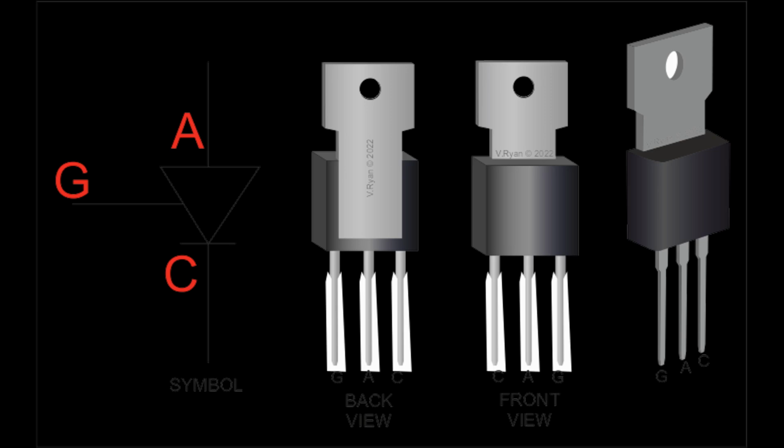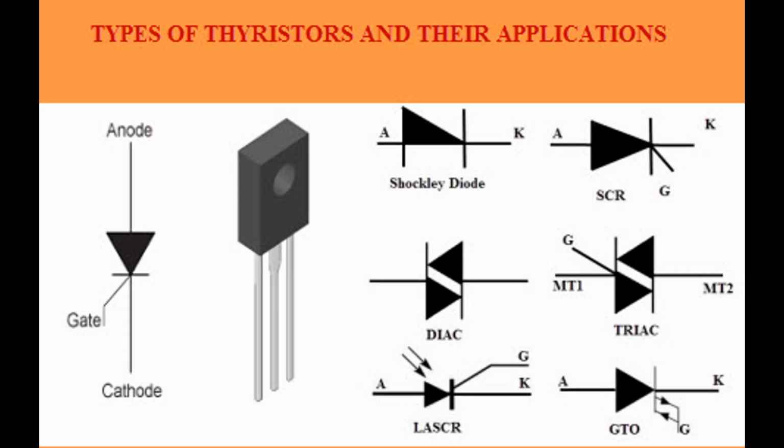Typical triggering quadrants. The triac can be triggered in 4 quadrants, depending on the polarity of the voltage across MT1 and MT2 and the polarity of the gate signal. Quadrant 1, MT2 positive, gate positive with respect to MT1. Quadrant 2, MT2 positive, gate negative with respect to MT1. Quadrant 3, MT2 negative, gate negative with respect to MT1. Quadrant 4, MT2 negative, gate positive with respect to MT1.